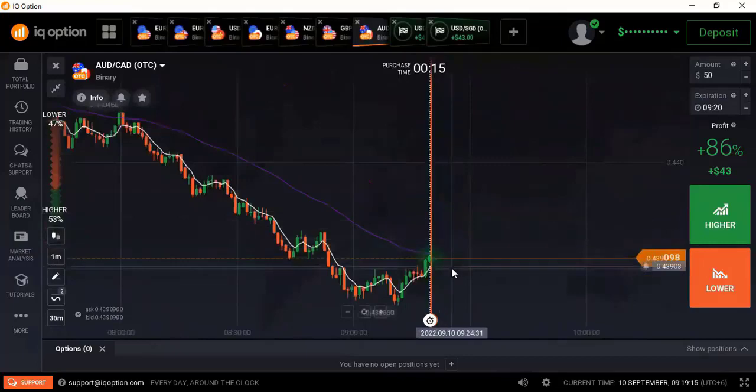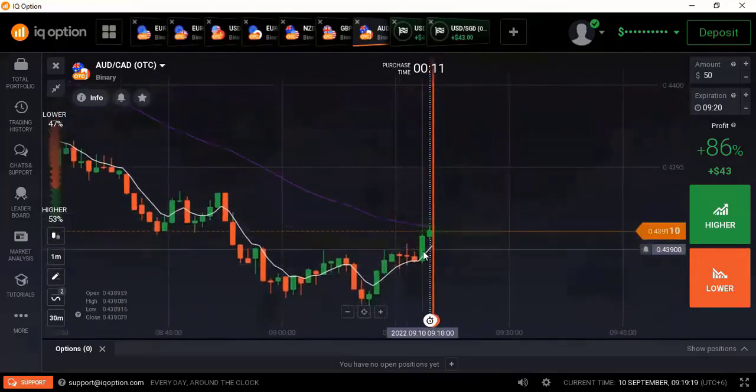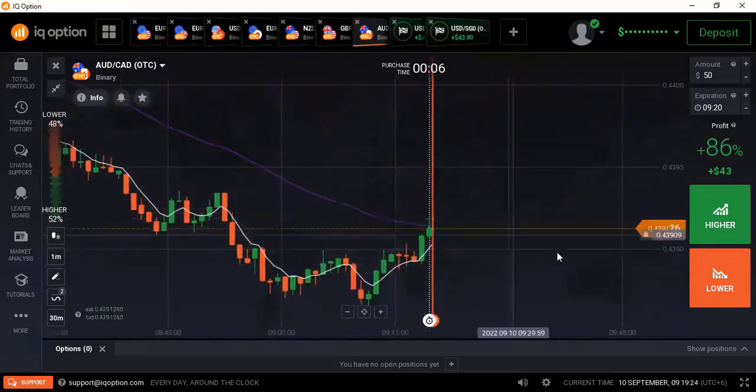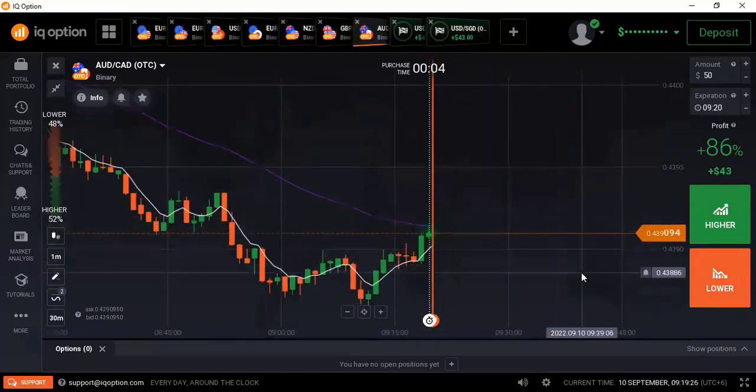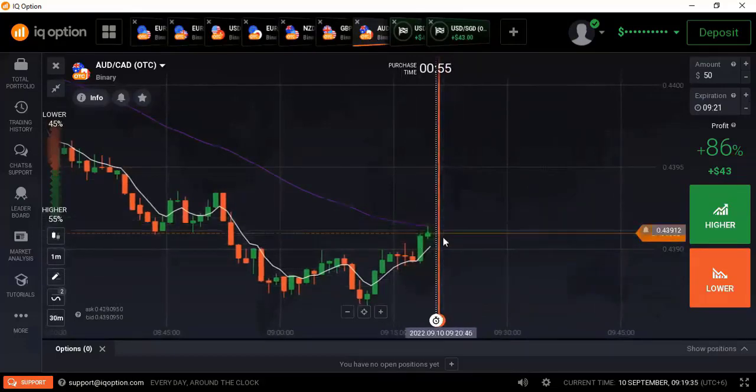Okay, so in this case the market is now between this 50 EMA and 5 EMA. So if this candle crosses a little above, I will place my trade. Okay, the market didn't give me any opportunity here. I have to wait for this candlestick. After this candle, I will place my trade.